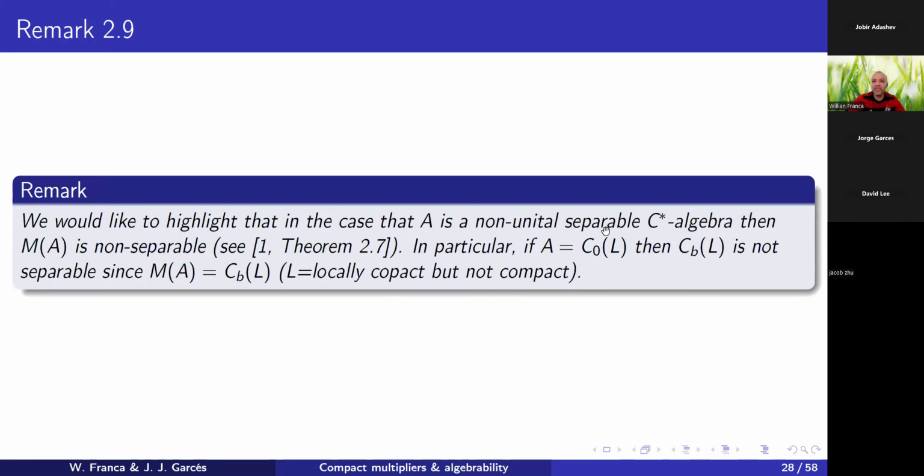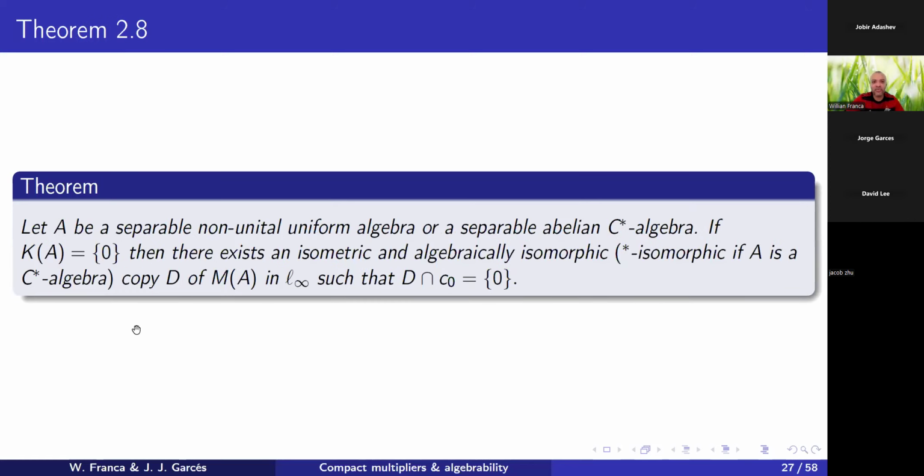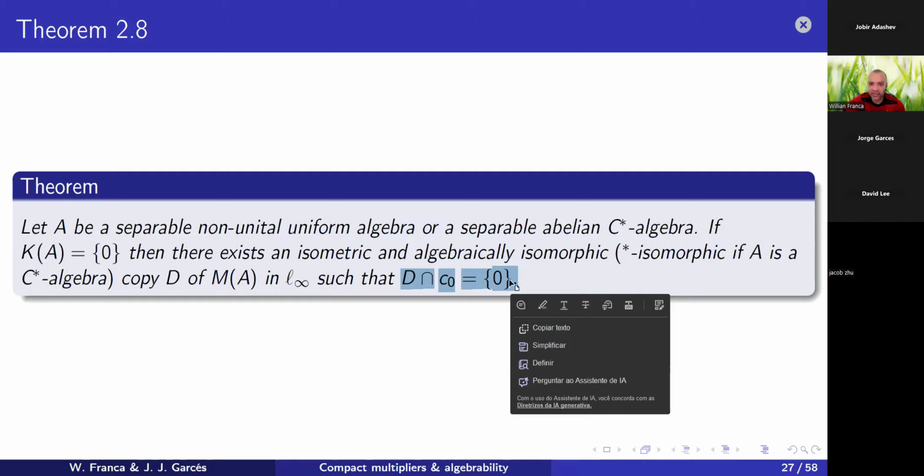If A is a non-unital separable C-star algebra, then the multiplier algebra is non-separable. All right. So that shows that we have actually extended our findings for a larger class. We are now constructing copies which are non-separable, but they also have the same main property, this intersection being trivial.